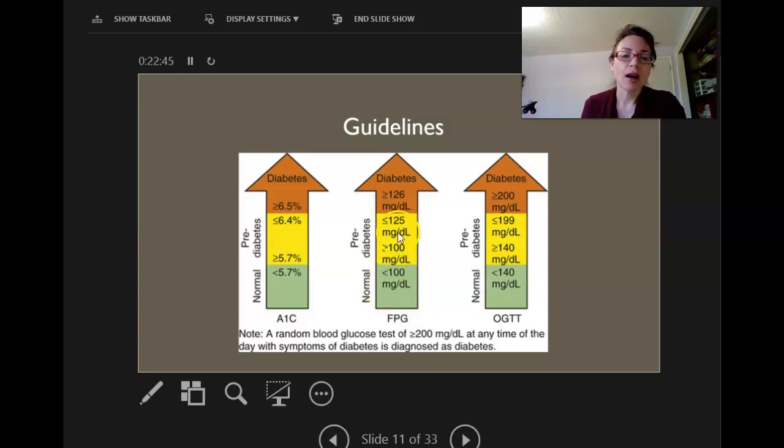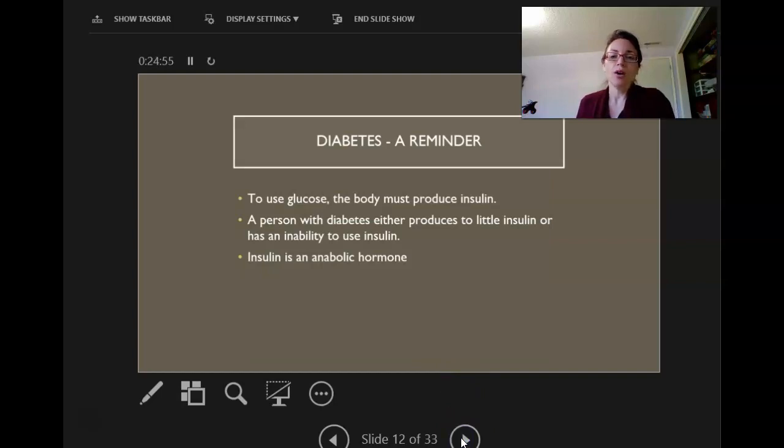But these are the distinct levels that they use to decide if you're in the normal range, pre-diabetic, or diabetic. Okay, so insulin is an anabolic hormone that stimulates entry of glucose into the cells and enhances fat storage. If we didn't have insulin, then glucose would just remain in the bloodstream, and it wouldn't be available to get into our cells and be used to produce energy and to fuel our bodies. So we would just have this buildup of glucose in our bloodstream.